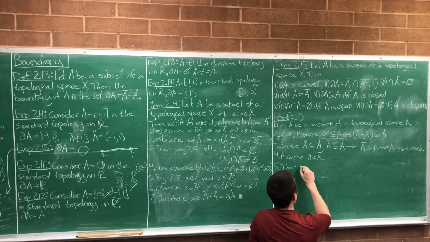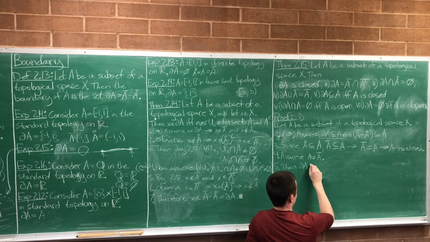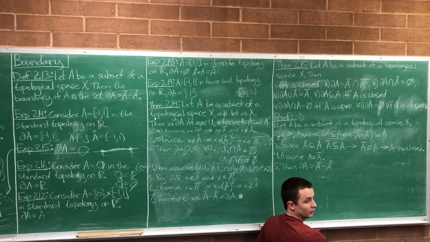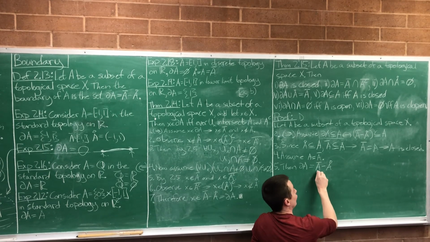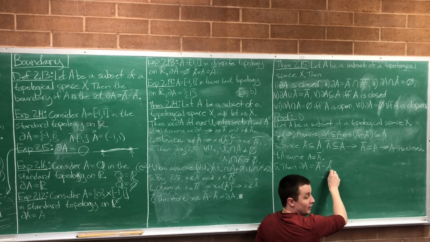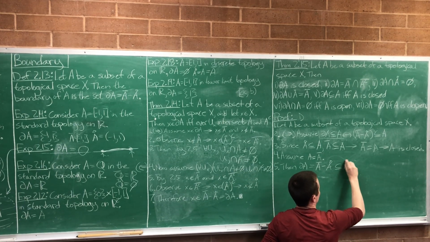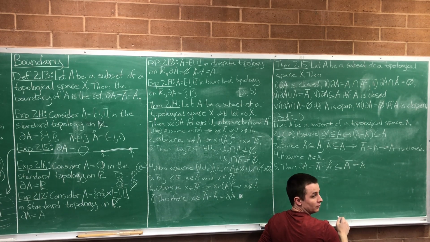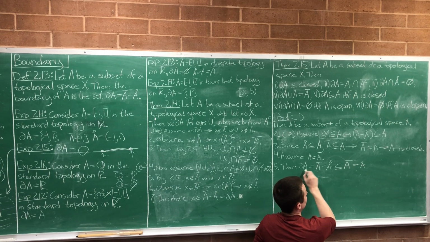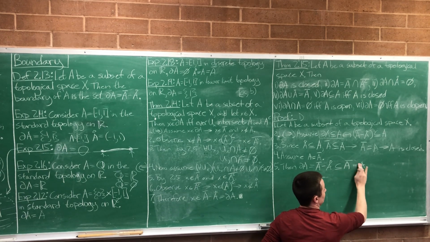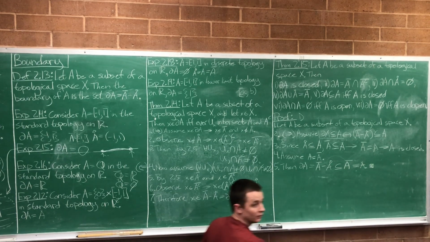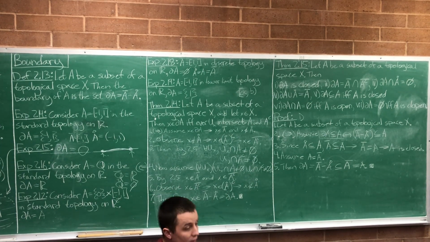Okay. So then, the boundary of A is equal to A closure minus A interior, right? So we took the closure and we got rid of points. So that's definitely a subset of the closure, but that's just equal to A. So A boundary is a subset of A. You follow that? Yep. And we're done. That was easy. Any questions there?